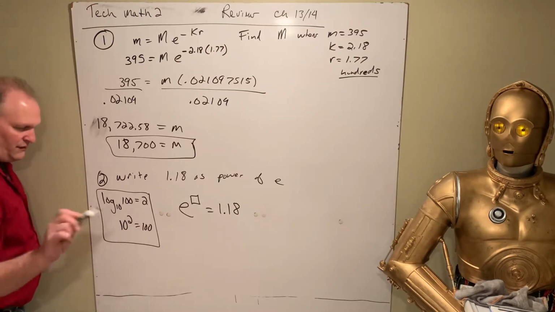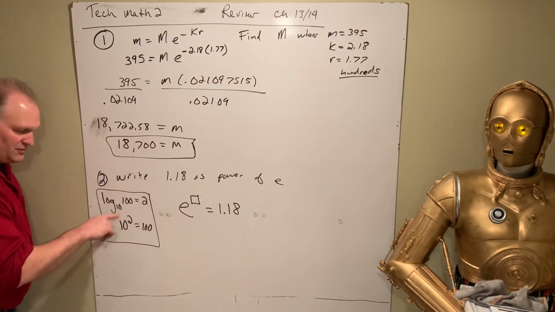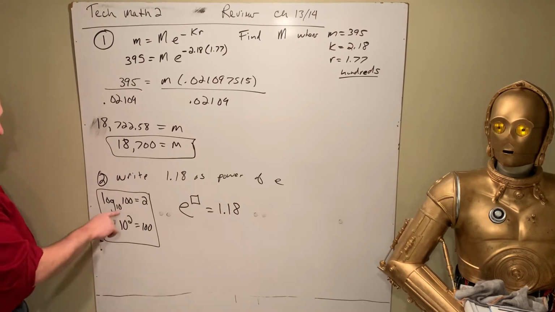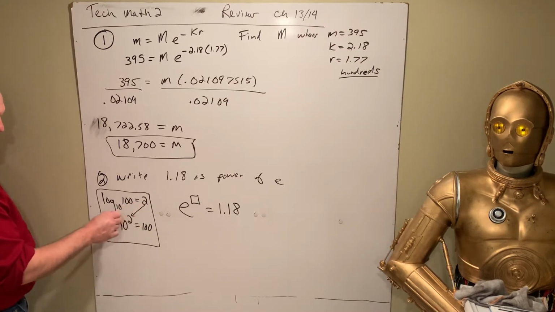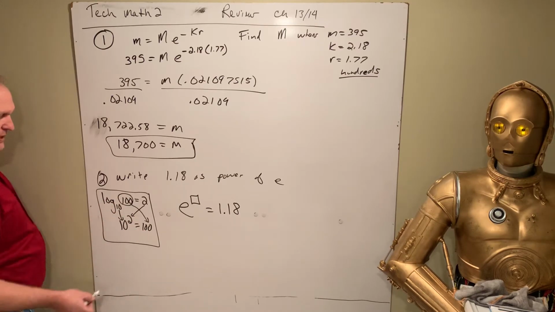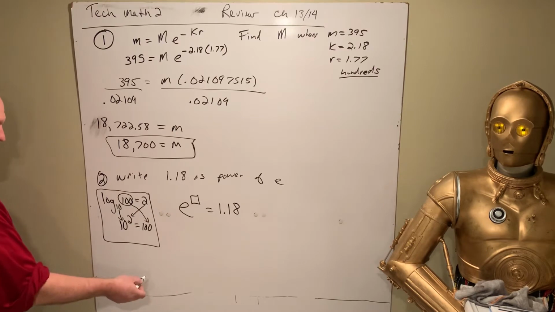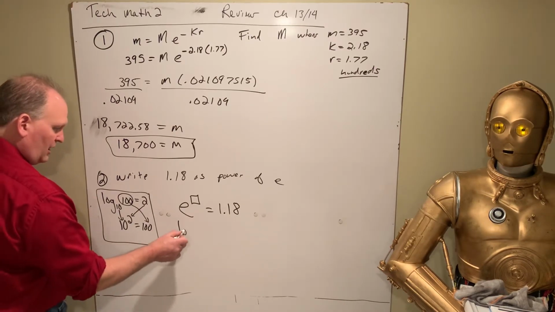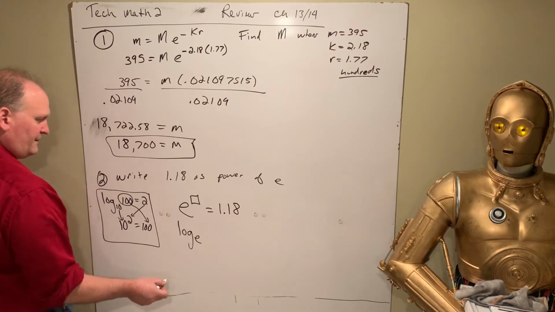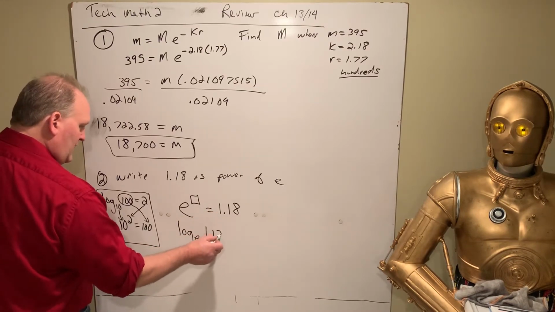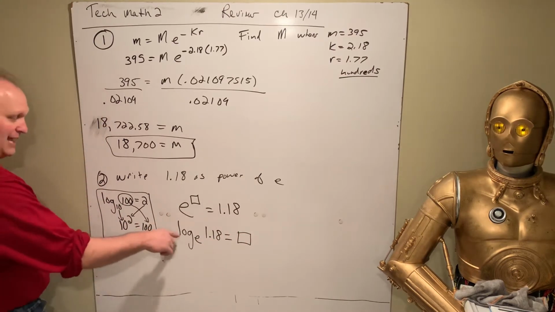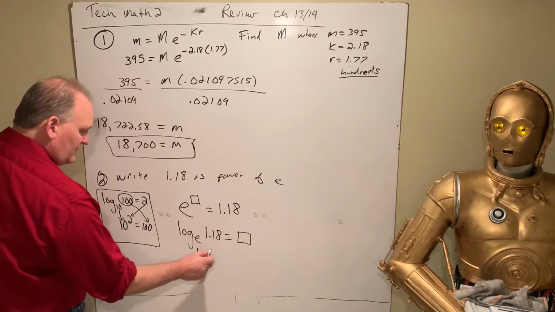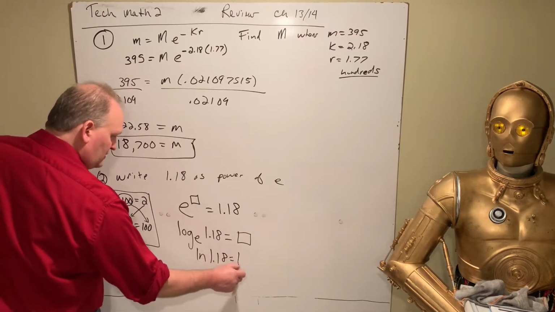And you'll notice that that's all over my notes. I keep saying, remember this, remember this, remember this. It's a method of remembering that the power is the thing that's all by itself, the exponent. That base is the number, the base. And this number is now the one that's over by itself. So if we set this up as a log, we would say, all right, log base e of this number, 1.18, will equal that power that we don't know. And in this case, log base e is ln on our calculator.